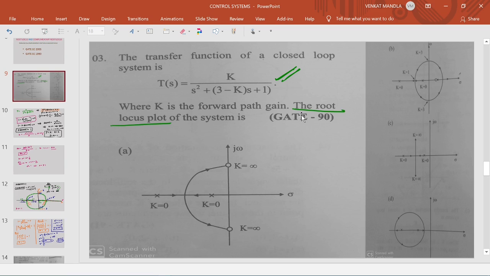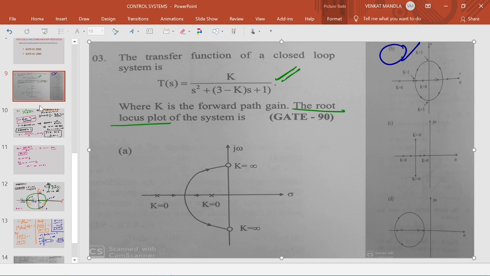Which option is correct here? Option B. Right? Option B is correct. And here we have not drawn the complementary root locus. We have drawn only the root locus. Right? He has not asked for the complementary root locus.